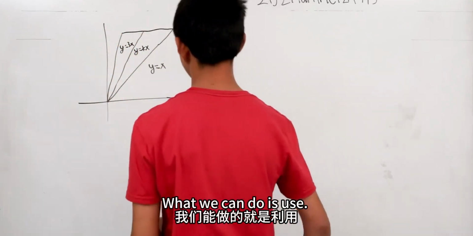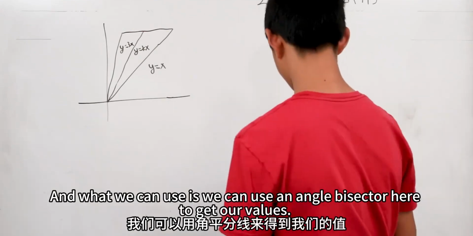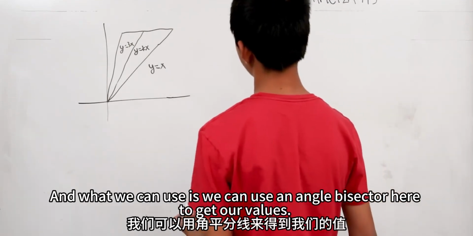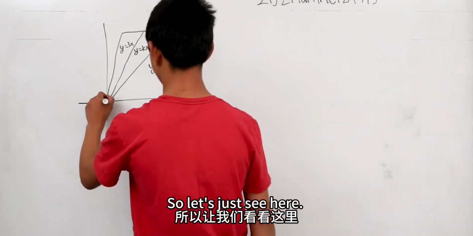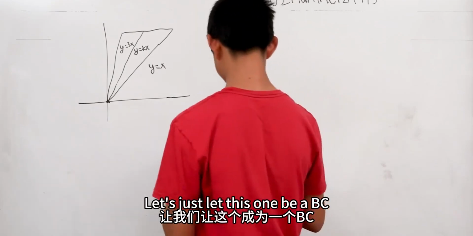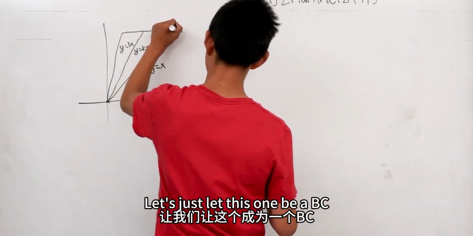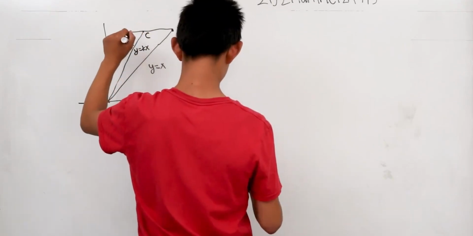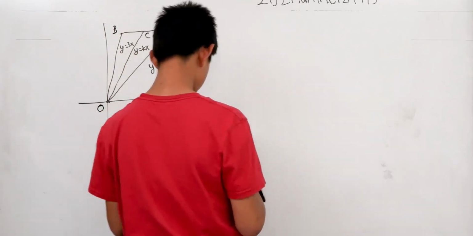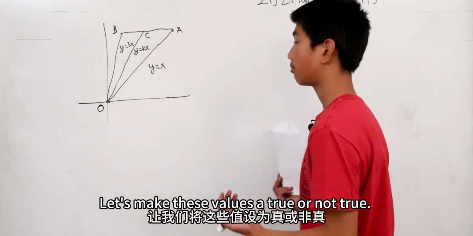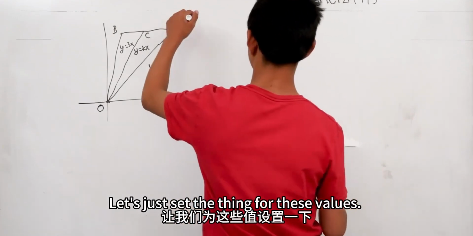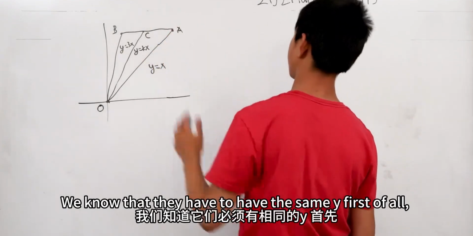And what we can do is use an angle bisector here to get our values. So let's just see here. We have a couple of points which we can name. So let's just let this one be A, this one be C, this one be B, this one be O for origin. Let's set the values for these points. We know that they have to have the same y.